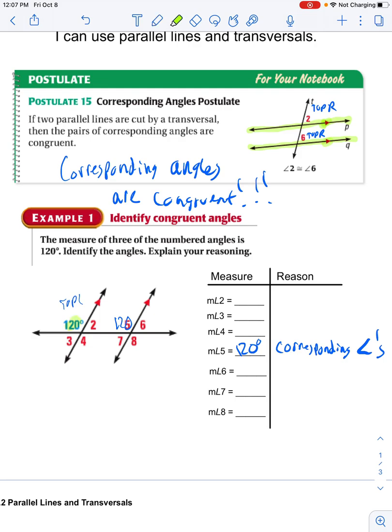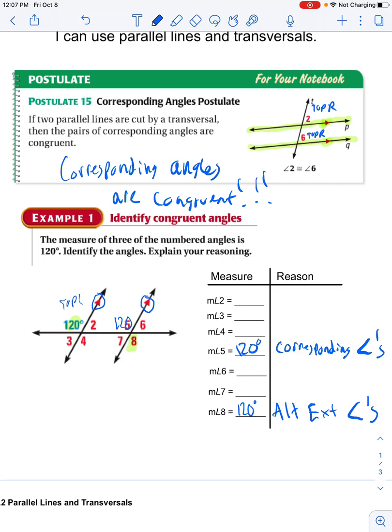If I have outside of my lines here, I also have outside of my lines here, top left, bottom right. We can say that these are congruent as well because of alternate exterior angles. This is only true when you have parallel lines, but these are going to all be congruent. So alternate exterior angles.